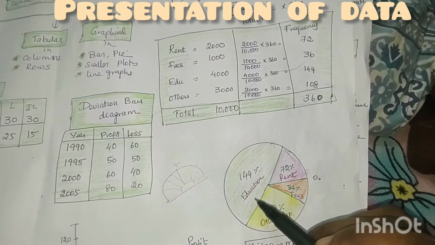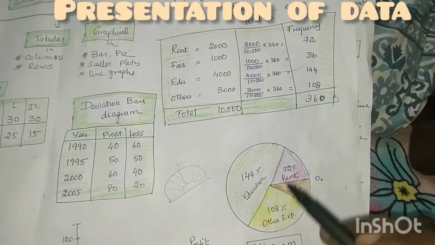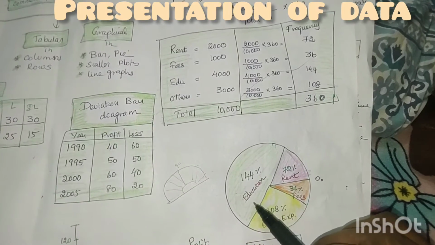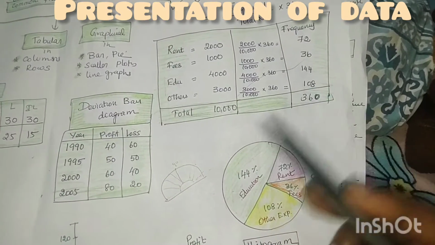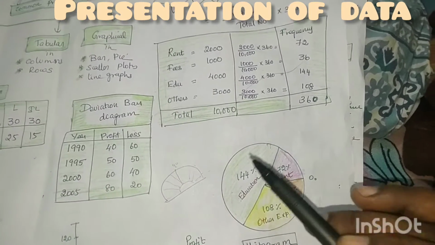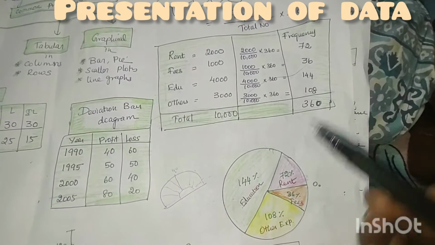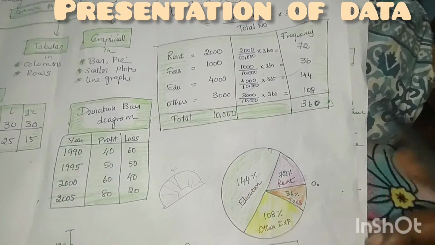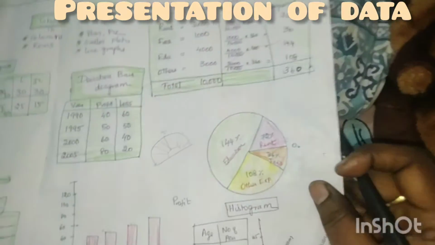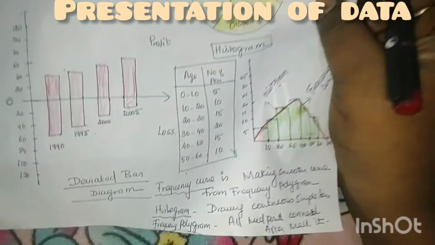By looking, I can say that in this house they are spending more on education, and what the other expenditure is covering, right or not? Medical, transport or something, it will be coming, including medical and transport, maybe including others, but education maybe they are spending more. So you can understand.